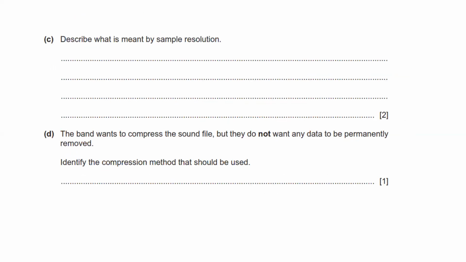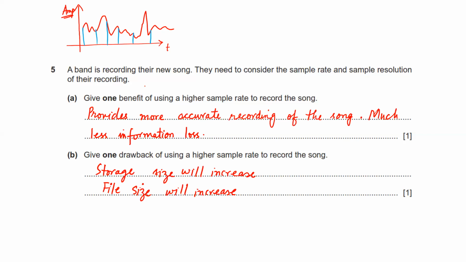So moving ahead, it says describe what is meant by sample resolution. Okay, that is an interesting case. On the sample resolution, if I use this graph, when you are sampling on the x-axis, that is the sampling rate. For the sample resolution, you need information about the amplitude, so again you need to sample the y-axis as well.